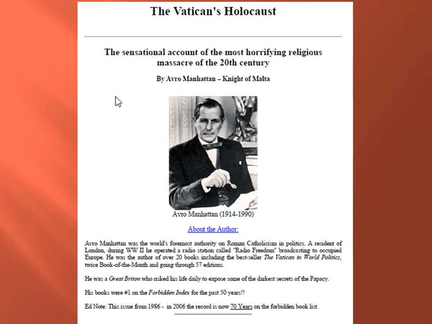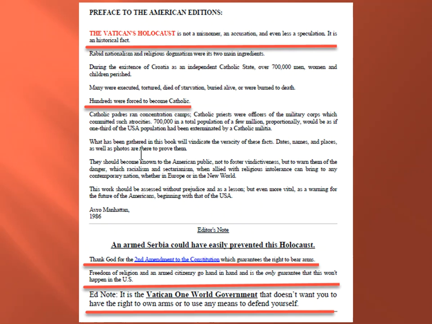Okay, and so anybody want to send me? I think I'll upload this book to the group. But The Vatican's Holocaust is available. I've got it. This is taken from the front of the book. And this is the preface to the American edition.